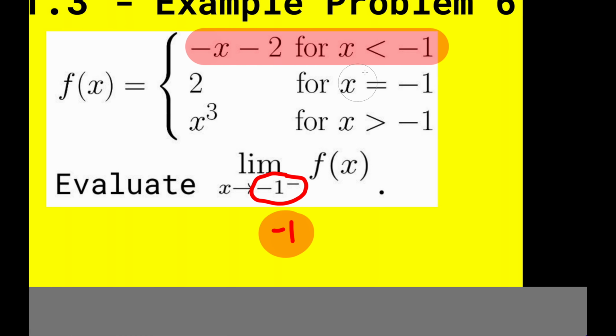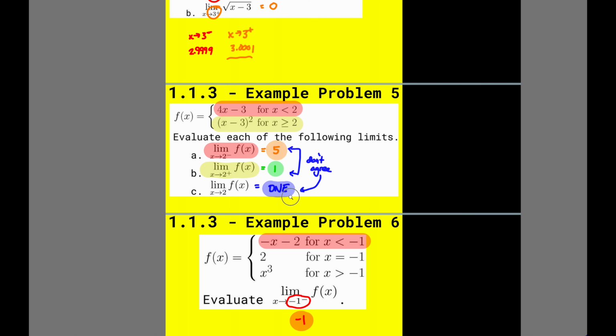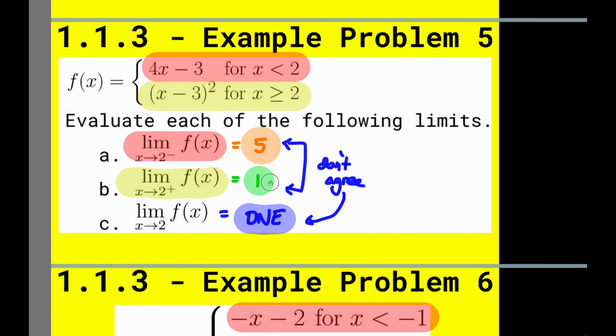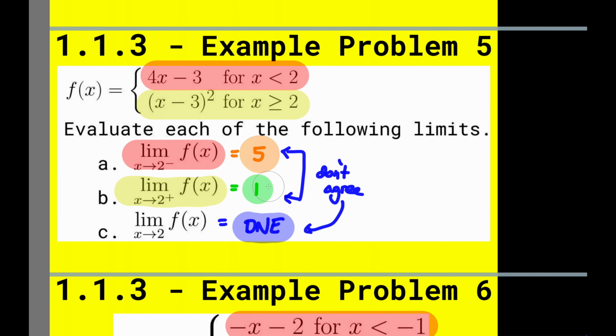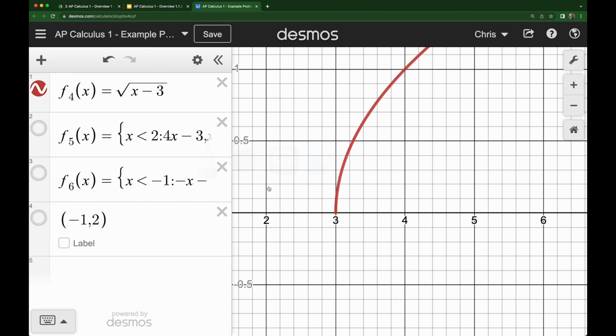Okay, now to show you these last couple problems, I guess we'll start with 5 first. I'm going to graph it really quick to show you why it's 5, it's 1, and then it's DNE. Because again, it's one thing to be able to answer these and make sense of them, but it's another thing to paint that picture in your head of what this looks like. So that's what I'm going to show you right now, is what all this looks like.